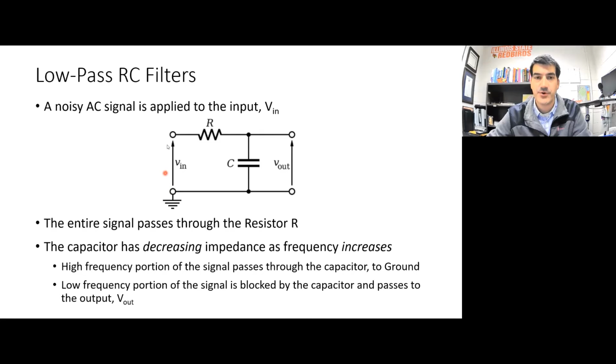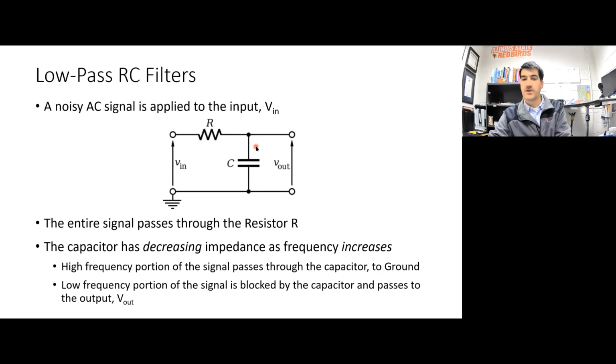Here's what an RC low-pass filter looks like right here. We have the input applied right here. So this is our noisy AC input signal that has probably lots of different frequencies all combined. And we want to just get the low frequencies out. Well, we want to mitigate or reduce the high frequency components of that signal. So this allows us to do that. What happens in this filter is that all of the frequencies, the whole signal, passes through the resistor, but then the important part happens right here in the capacitor.